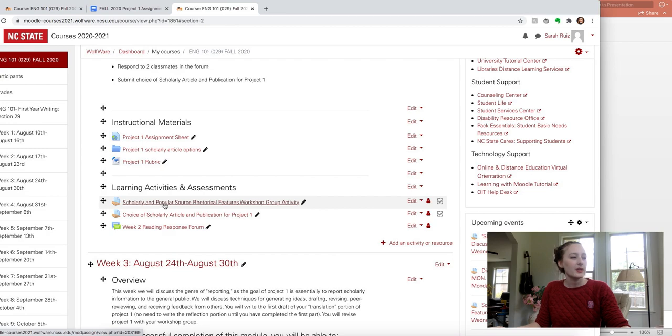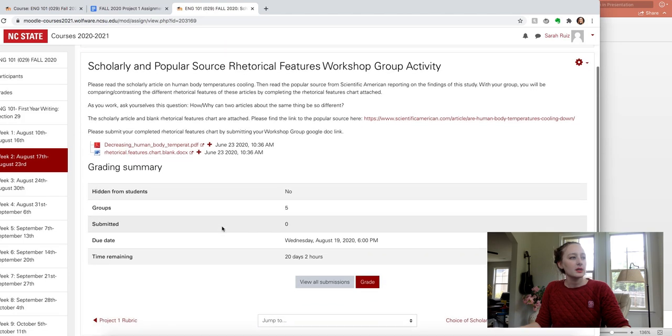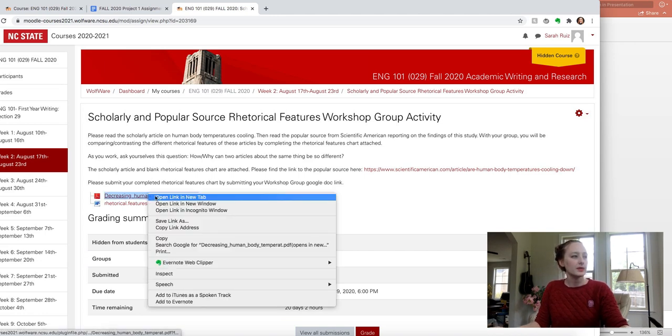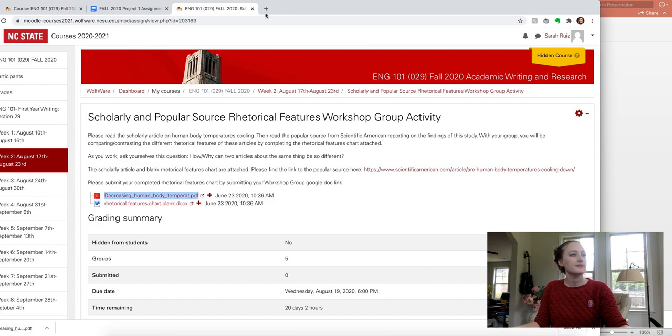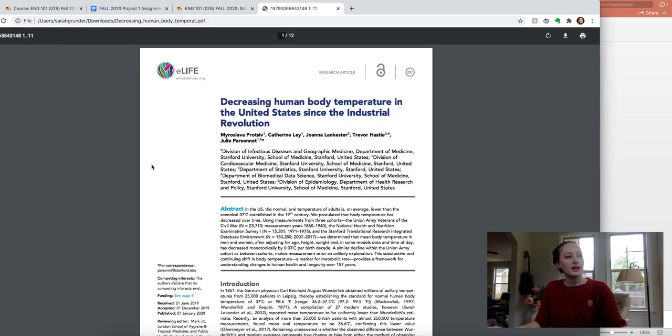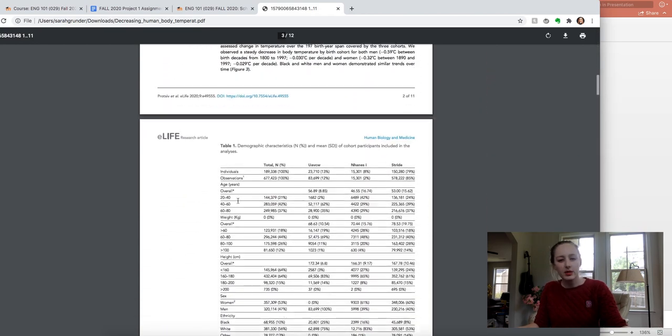So let's look at that group assignment right here, Scholarly and Popular Source Rhetorical Features Workshop Group. You'll notice there's 1 article here. So you're going to read a short scholarly article about human body temperatures cooling. I'm going to open that so you can see what it looks like. Okay, there, it disappeared. This is what that article looks like.